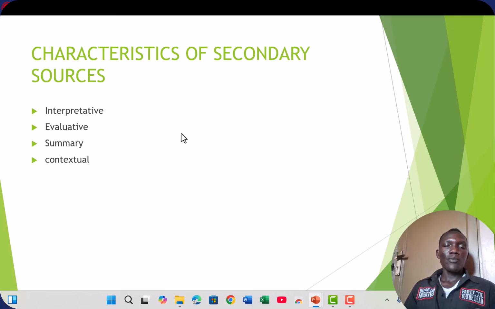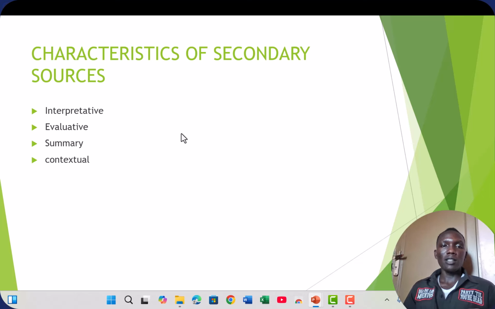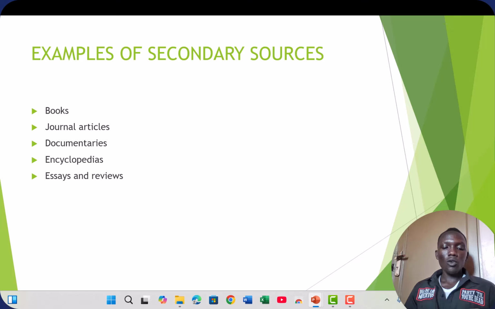And the second one is evaluative. It evaluates, it weighs what has already taken place in the primary sources, and at the same time it also summarizes what has taken place. So it analyzes, interprets, evaluates, and summarizes at the same time. Then it's also contextual. Contextual means it helps write the context of what has happened in the primary sources. Secondary sources provide the necessary context for primary data. So the contextual nature of secondary sources is that it brings out what has already taken place in the primary sources.